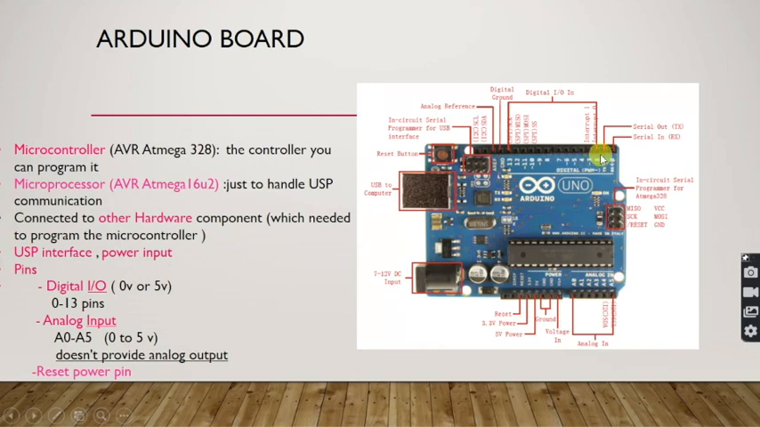We have digital pins 0 to 13, so 14 digital pins. We have 6 analog pins, from A0 to A5. We have this DC input for the power supply. We have a reset button. We have 3.3 volt, 5 volt, ground, voltage in, and also the in-circuit serial programmer. We use these pins for programming the microcontroller.